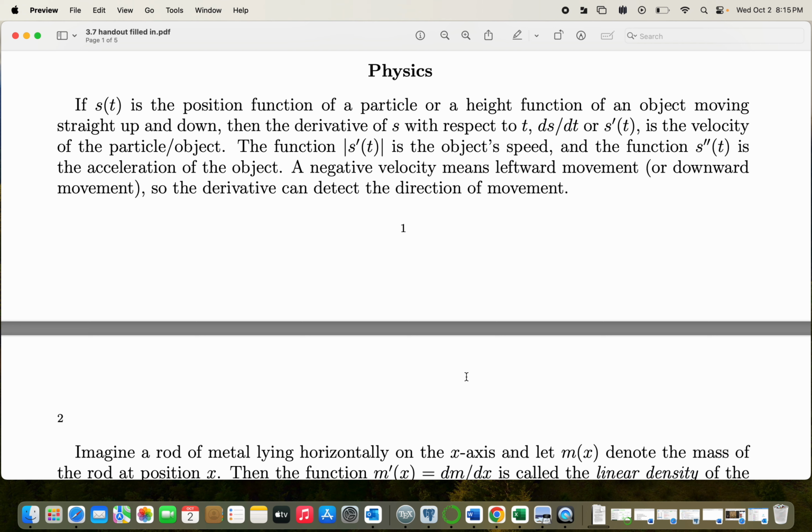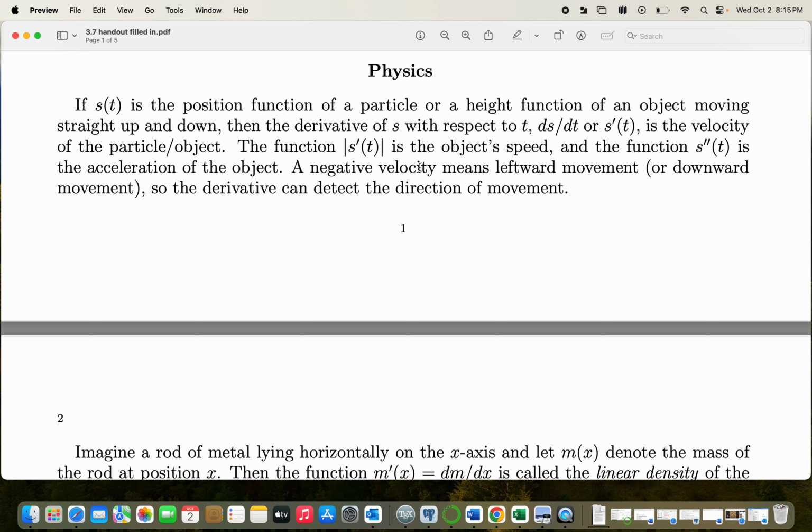The farther you go in physics, the more different derivatives you see, by the way. But this is sort of a baseline here. If you have a measurement of height or distance or something, the derivative, written as s prime of t or ds dt, is the velocity. If you take the absolute value of that, that's the speed. The absolute value just means ignore any negatives. The second derivative is the acceleration.